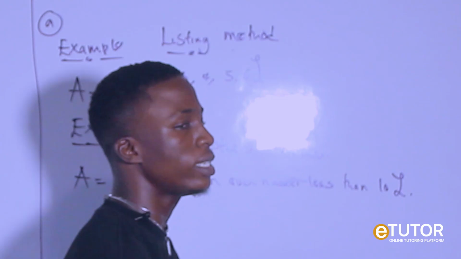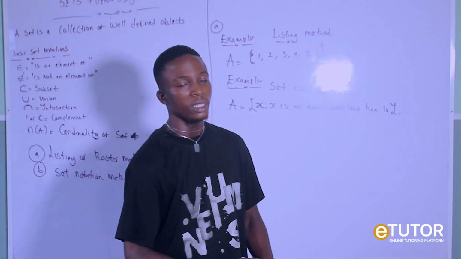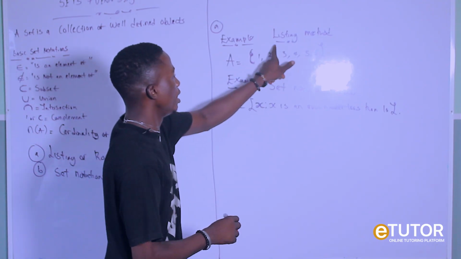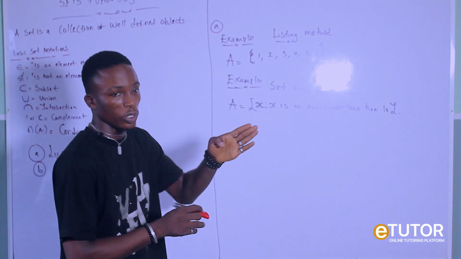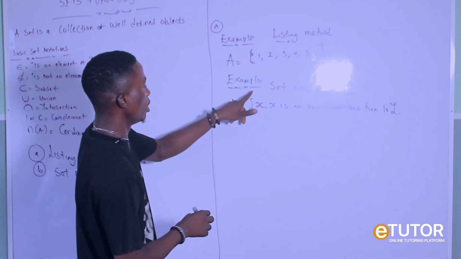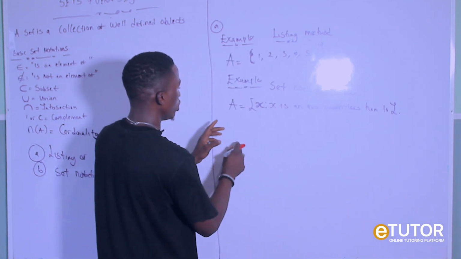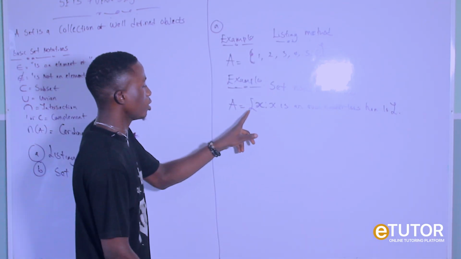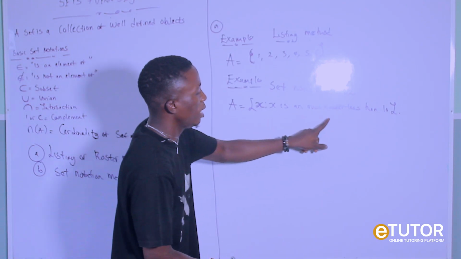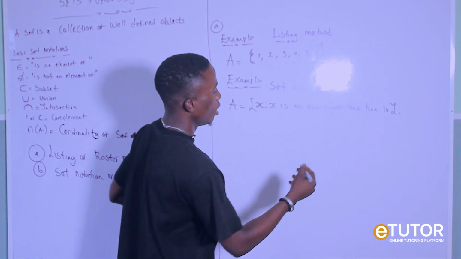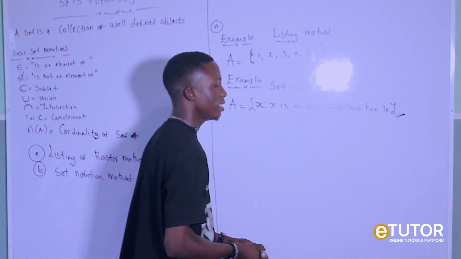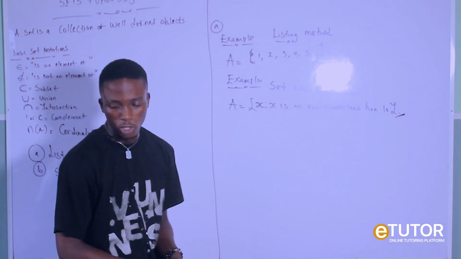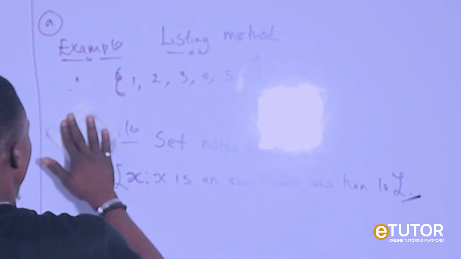So you can come across set questions in any form. Don't be starstruck or falter. Here is the first method, the listing method, where you just list out the set. And this one is the set notation method, which involves you actually defining the set. So A is such that x is an even number less than 10. That is how to write a set. Set questions can come in any form. It can either be this or this. So let us proceed to another subtopic.